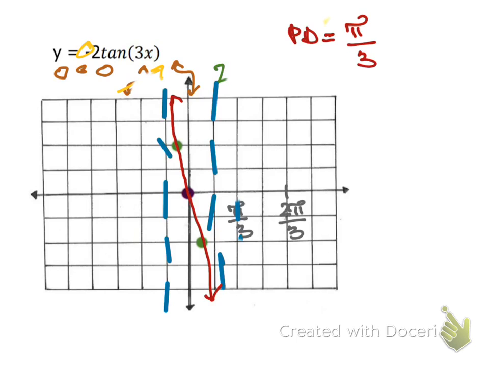So be sure you don't make the mistake I did and revert back to 2 pi, that it's always pi over 3 for tangent and cotangent.